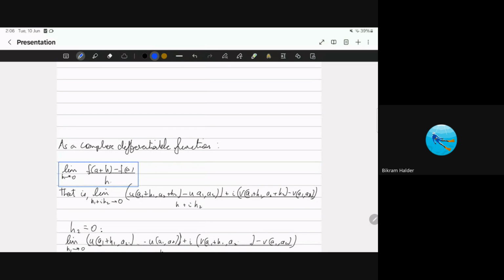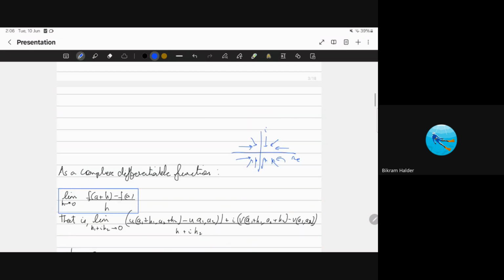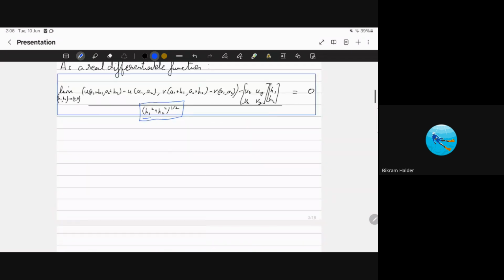The denominator should not just have the norm of h, but it should have h itself. That means the denominator also should be allowed to go to 0 along different directions. So if we think of the C plane as this, with the imaginary axis and the real axis, then we should be allowed to go to the origin along different directions, which is in some sense not completely captured by this definition, because here in the denominator we have the norm.